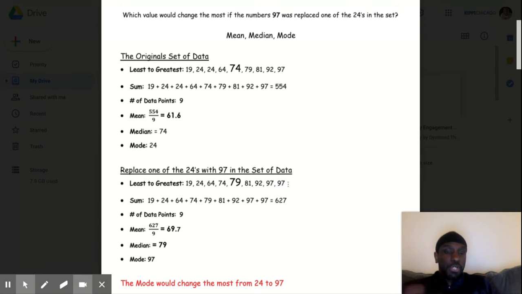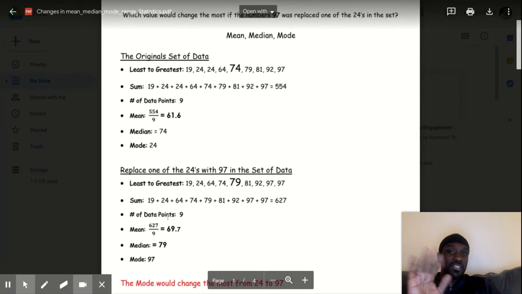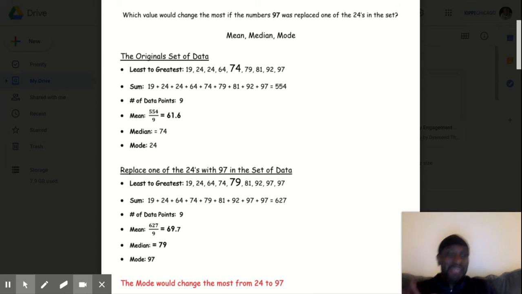Now, put them in order from least to greatest. You still have 9 numbers. The median will be the middle number. The middle number out of 9 numbers is the fifth number. So my median is 79. Look at this: my new median with the new data is 79. It was 74, so that's a change of 5. So the median changed, but it didn't change by that much. Let's keep looking at it.